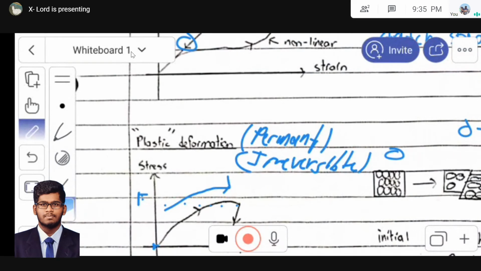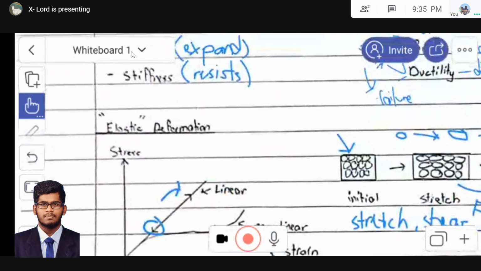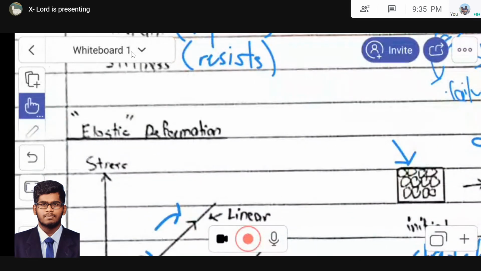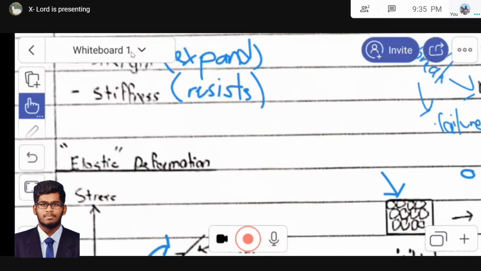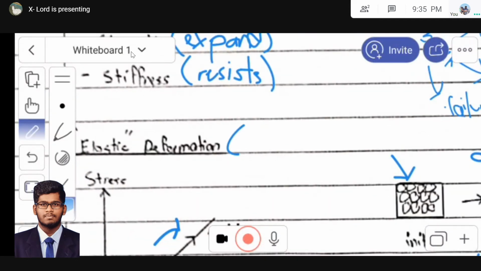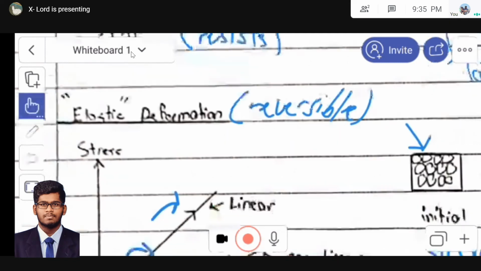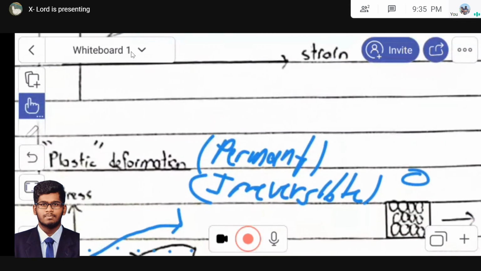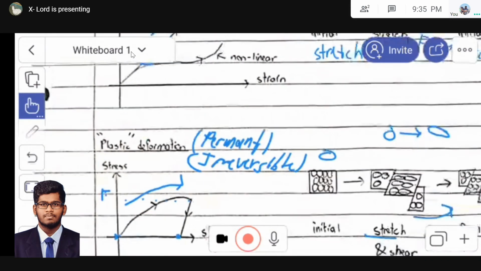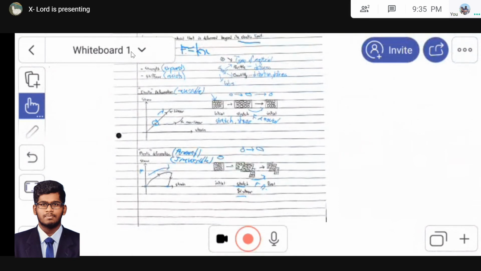Whereas you have your elastic deformation, this is known as reversible. This is a reversible deformation. Okay, this is reversible for elastic, so it goes back to its original position. And for plastic, it's permanent and irreversible. It does not go back. Okay, that's for this piece.